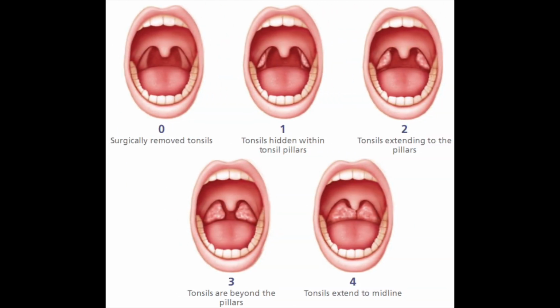This is a photo guide to help you evaluate a person's tonsils. Everything from a tonsil grade of 0, which means that the person has had them removed, to a tonsillar grade of 4, which means their tonsils are large enough to be touching in the midline.